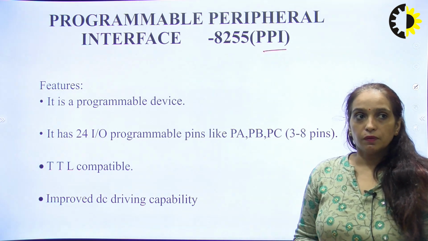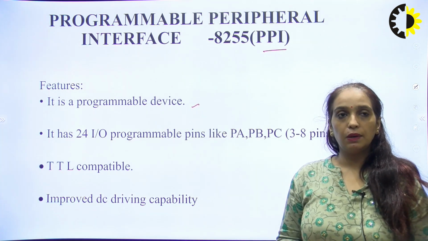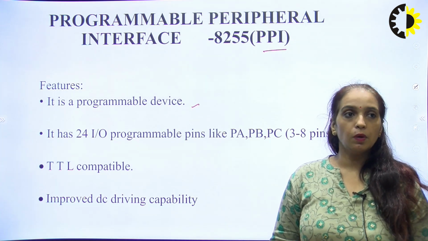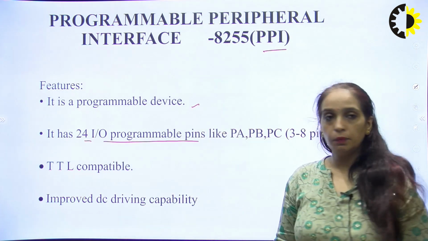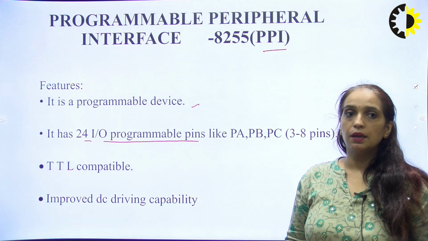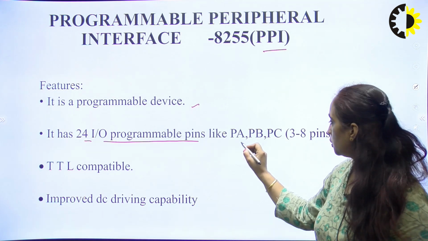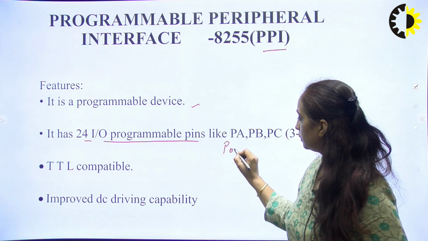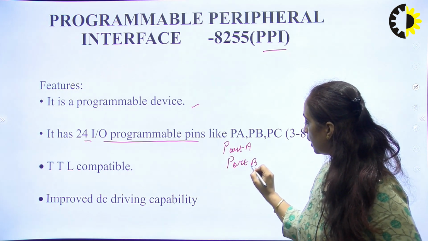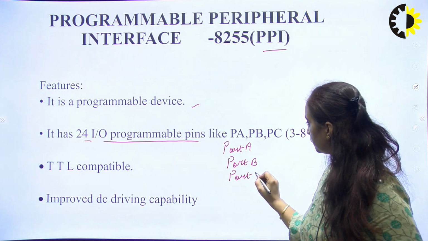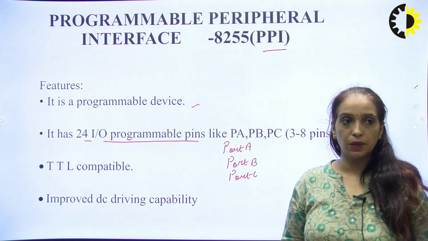The main feature of this IC is that it is a programmable device. We can program the ports available on this IC as an input port or as an output port. It has 24 programmable I/O pins, and these 24 I/O pins are classified into port A, port B, and port C. Each port will have 8 pins, so in total we have 24 I/O programmable pins.